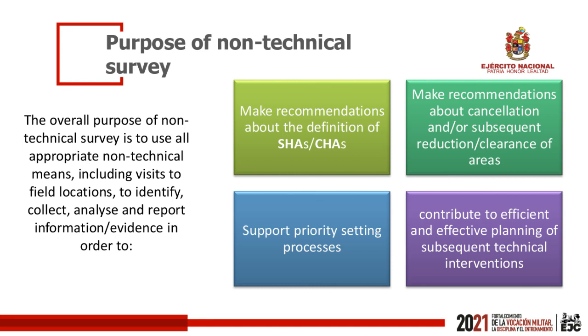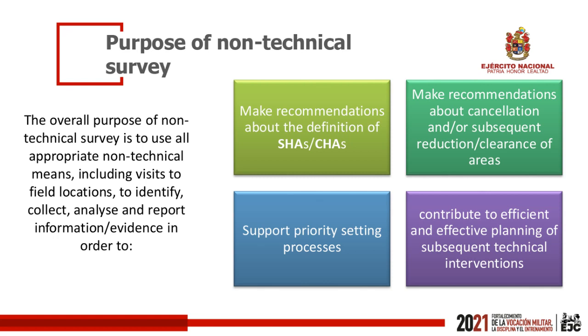The first one, make recommendations about the definition of suspected hazardous areas or confirmed hazardous areas. When the leader goes to the area, collects all the information and decides that this is a suspected or confirmed hazardous area, the leader makes different recommendations to the organization. Is a subsequent intervention with technical survey necessary? Is it not necessary? We have no contamination, or it was false information. All of that information is necessary to take.